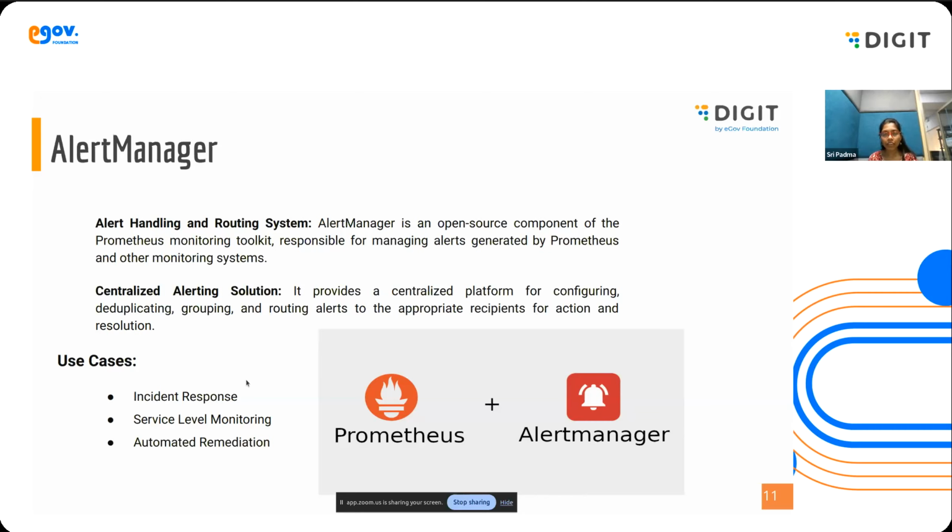So then it will raise an alert. The alerts can be configured. Whatever alerts we want to raise, only those alerts can be configured. By default, there will be many alerts. We are configuring the alerts in the Prometheus rules, and in that we can customize the alerts.